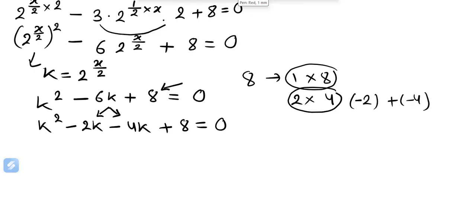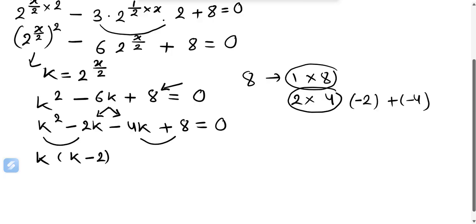Now for factorization, we look at these two terms and then these two terms. Here we have k as a common factor, then k is the remainder and minus 2 is the remainder here. So from these two terms, k is factored out. That's why from k squared, k is the remainder. And from here, k is factored out, that's why minus 2 is the remainder.